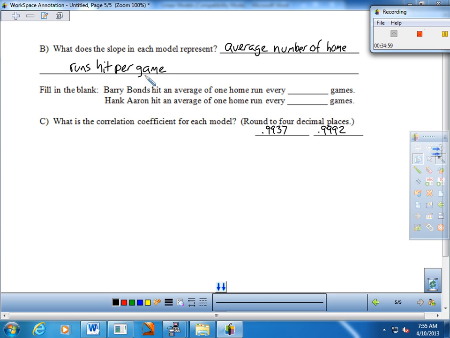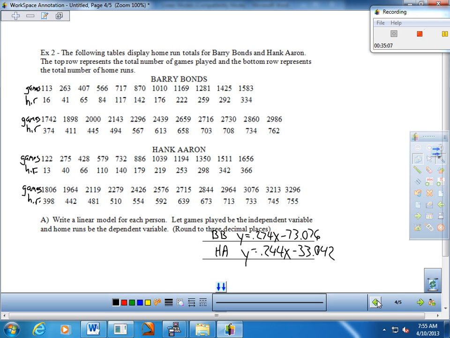And so if you look at Barry's slope compared to Hank's slope, Barry hits about 0.274 home runs per game, whereas in this case Hank hits about 0.244 home runs per game. So in terms of who was the better home run hitter, as you can see, it looks like Barry was able to do it a little more.